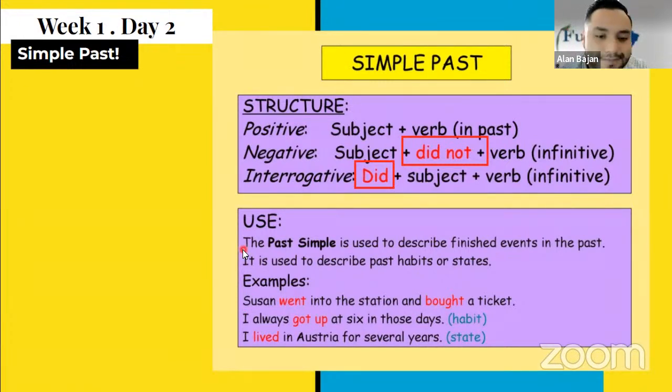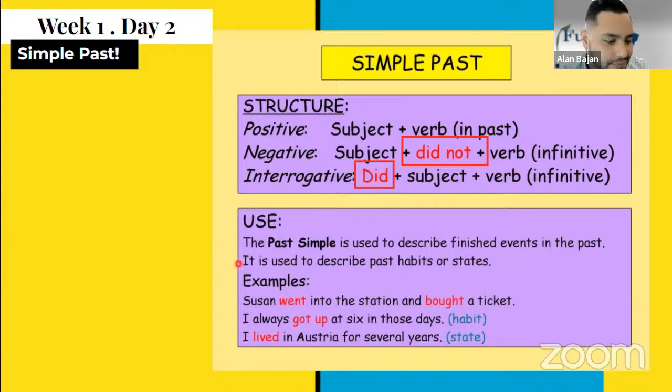Julian? Julian, please read the simple past. The simple past is used to describe finished events in the past. Continue. It's used to describe past habits or states. Examples too? Yes, examples too.